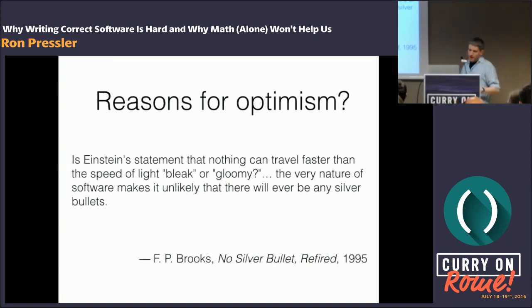In his follow-up to his very famous article, No Silver Bullet, where he argued that we'll never again see another order of magnitude increase in programmer productivity, he wrote that in '84, and he was right, so far at least. Fred Brooks writes, is Einstein's statement that nothing can travel faster than the speed of light bleak or gloomy? The very nature of software makes it unlikely that there will ever be any silver bullets. Okay, so now we have proof of that, but what can we do?